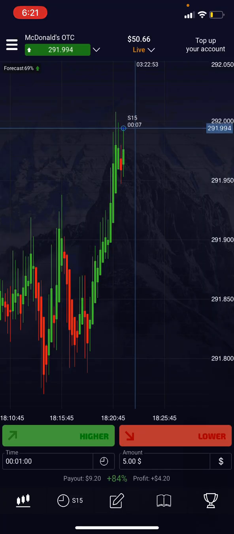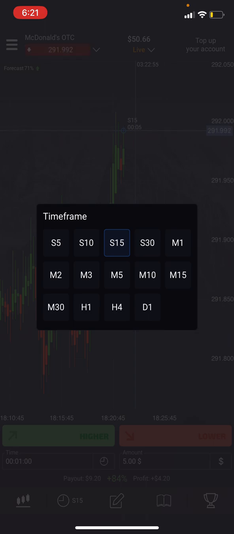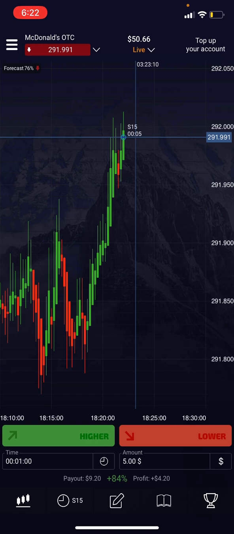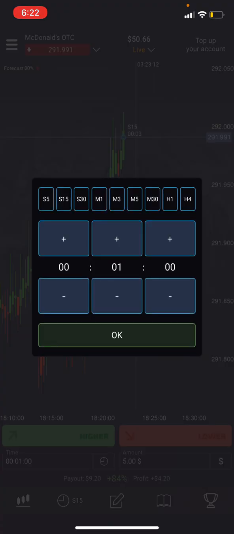So S15 is 15 seconds. Anything with an S in front is for seconds, M is for minutes, H is for hour, D is for day. Definitely whatever works best for you. As much as I'm like, that's too long for me, the shorter time frames might be too short for you.